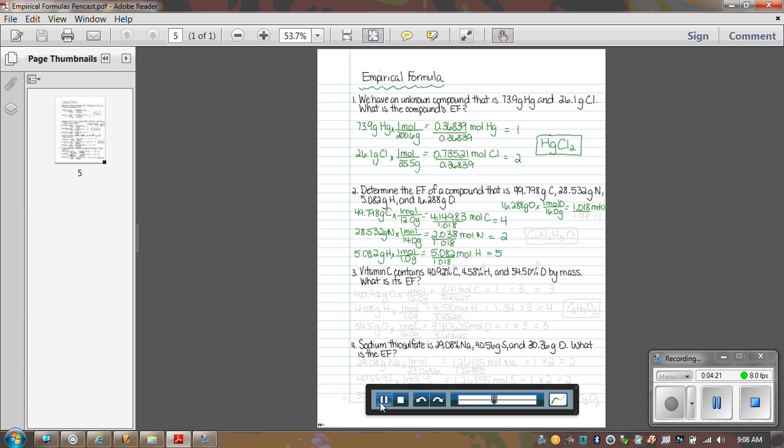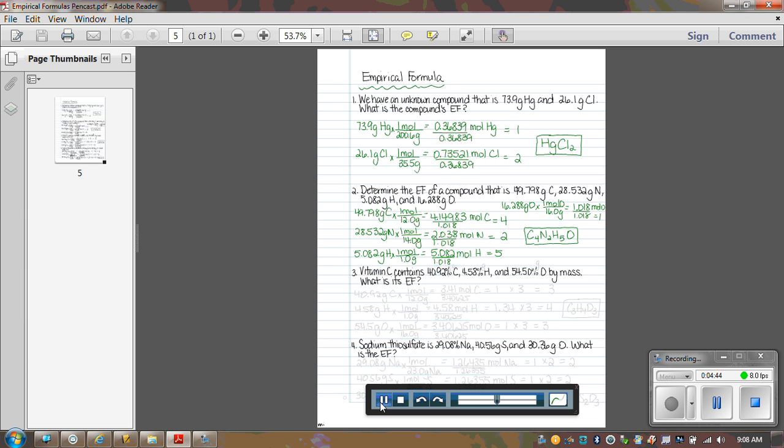And then I'm going to divide this one by itself. So we end up with 1. So the coefficient, silly me, the subscript on carbon is a 4. For nitrogen, it's a 2. For hydrogen, it's a 5. And for oxygen, it would be a 1. And that is the empirical formula. Remember, empirical formula is the most reduced form.